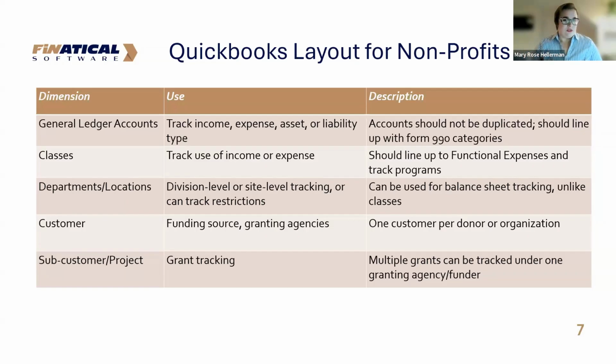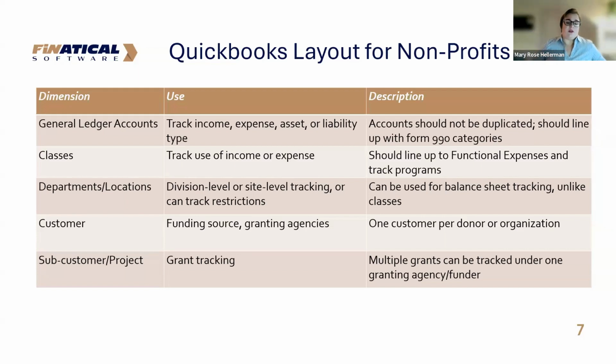So to track the use of the income or the expense, we recommend using classes. That's where you can talk about your functional areas. It can line up with your statement of functional expenses. So you can have a class for general administrative, a class for fundraising, a class for programs, and then nest all your different individual programs underneath that program class.